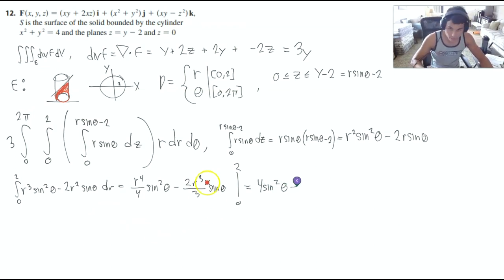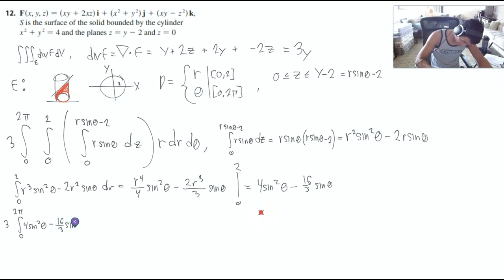And then for this one, 2 times 2 cubed is 8. 8 times 2 is 16. 16 divided by 3, we call it 16 over 3 sine theta. Okay, so this is our last integrand. And this is going to be our integral, 3 times, from 2 pi to 0, and we'll have 4 sine squared theta minus 16 over 3 sine theta d theta.